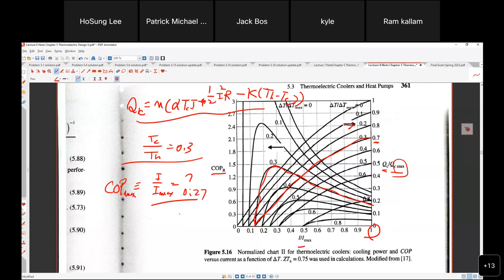The COP would be like 1.45. Yeah. Wait a minute. Current is 0.2. COP is 0.3 maximum. COP is 1.4 or 1.5. Yeah, 1.4. Okay, for maximum. Yeah.